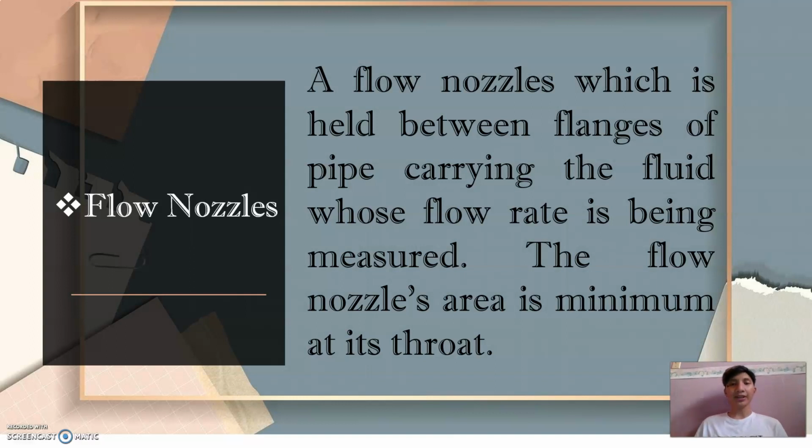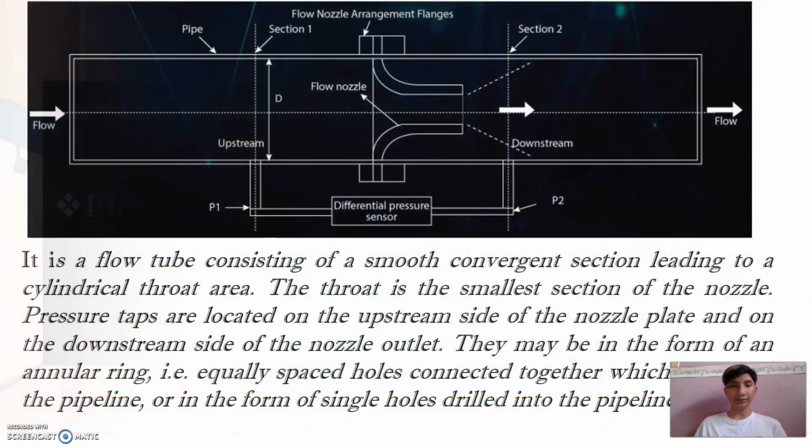Flow nozzles. A flow nozzle is held between flanges of pipe carrying the fluid whose flow rate is being measured. The flow nozzle's area is minimum. It is a flow tube consisting of a smooth convergent section leading to a cylindrical throat area. The throat is the smallest section of the nozzle.